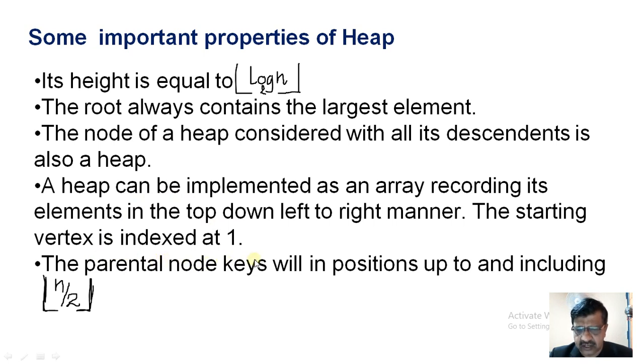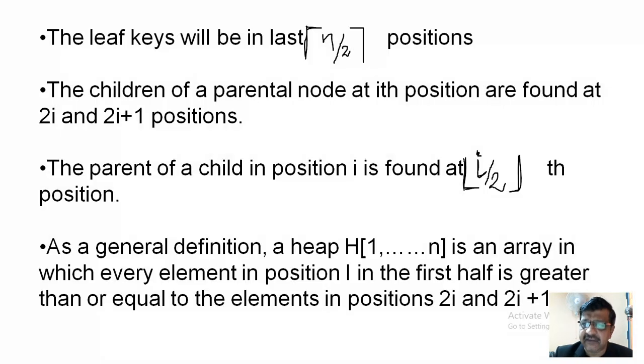The starting vertex is indexed at 1, and this is the only data structure where the first element is not placed in the zeroth location. That means the zeroth location may go to waste, or some sentinel element can be kept over there in order not to leave it empty. The parental node keys will be in positions up to and including floor of n by 2. If there are 7 nodes, then the first 3 nodes will be parents. The leaf keys will be the last ceiling of n by 2 positions. If there are 7 nodes, the last 4 nodes will definitely be the leaves.